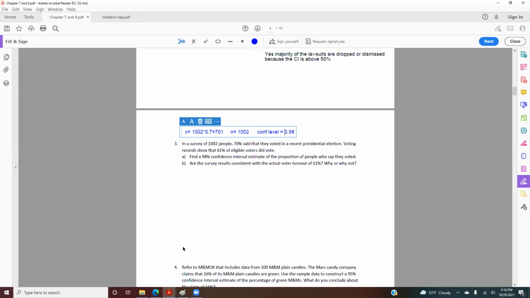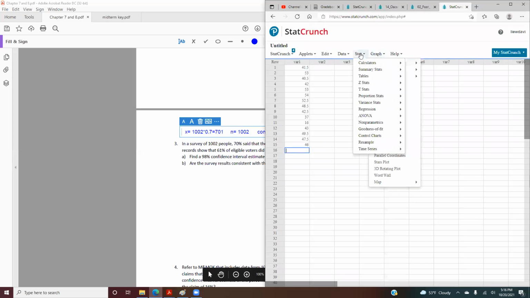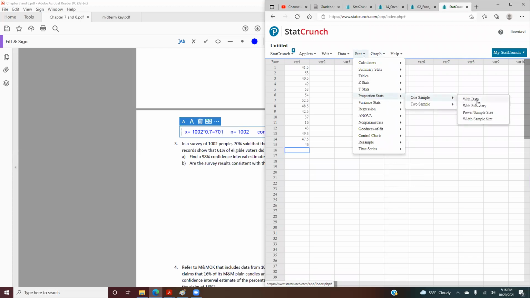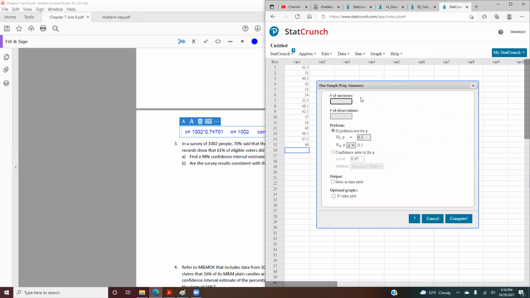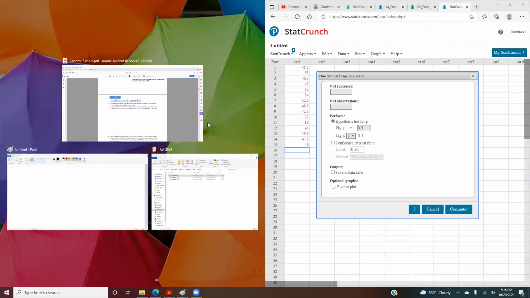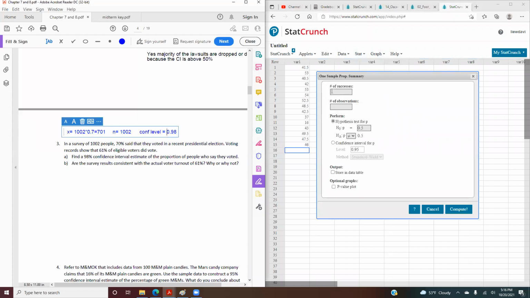So put it in your StatCrunch. What do you get when you put this in your StatCrunch? You go to Stat, Proportion Stats, One Sample with Summary. Number of successes is what? 701 is the number of successes.